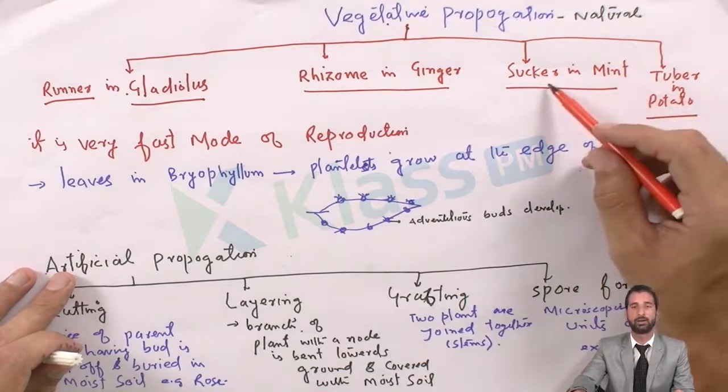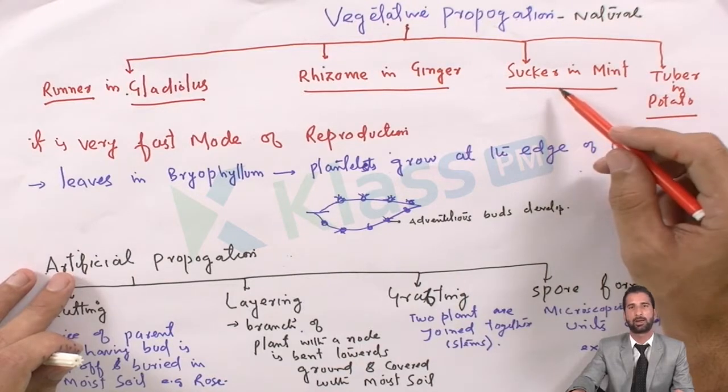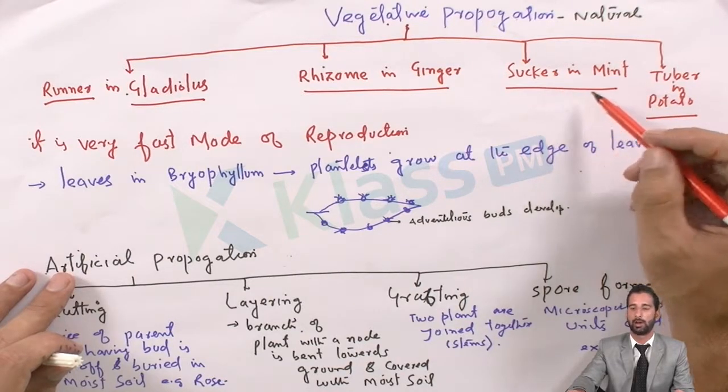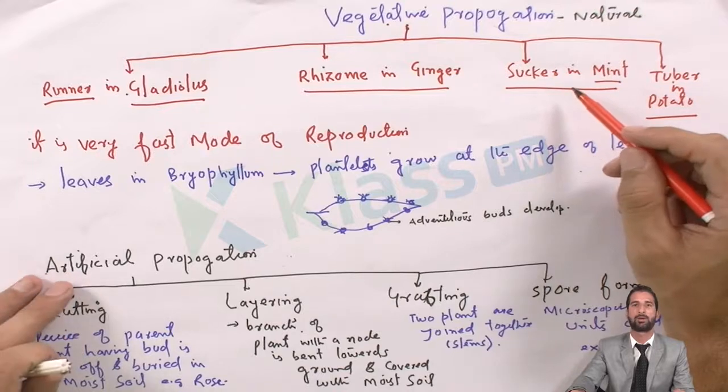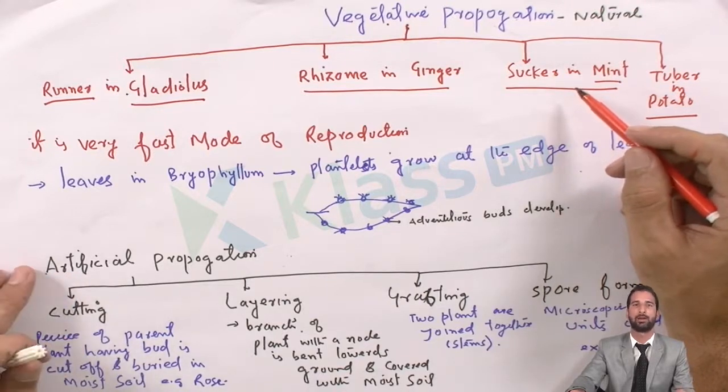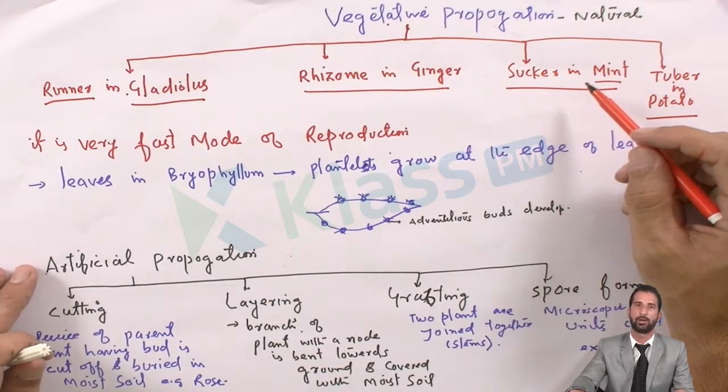Similarly, the suckers in the mint. This is a method of vegetative propagation. In the mint, a sucker develops and those suckers develop separately later on to give rise to a complete plant.